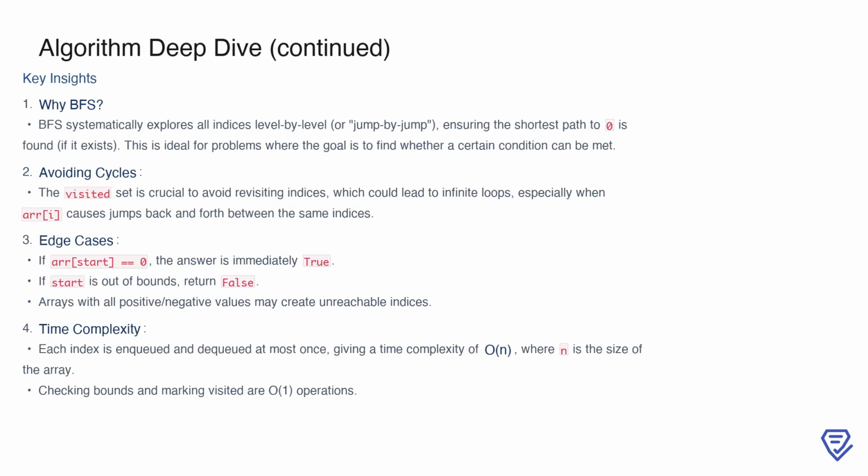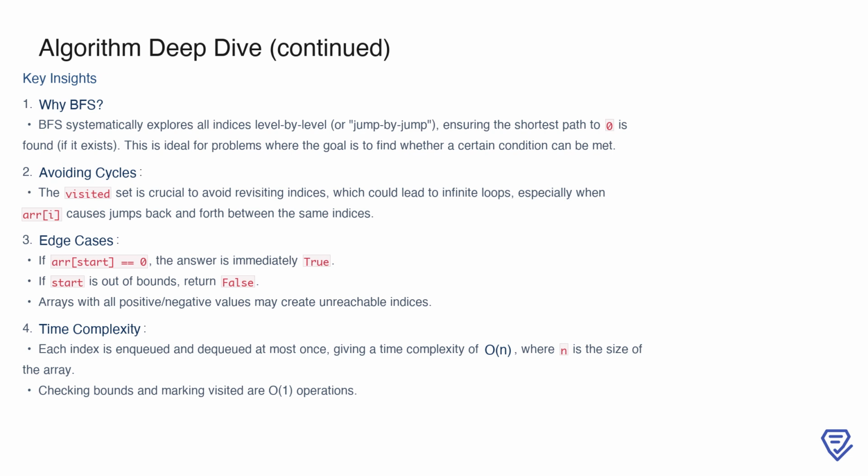Now, let's discuss some key insights. First, why do we use BFS? BFS is ideal for this problem because it explores all indices level by level, or jump by jump, ensuring that the shortest possible path to an index with 0 is found if it exists. Another critical component is the visited set, which prevents revisiting indices. Without this, it's possible to end up in infinite loops, especially in situations where the jumps repeatedly move back and forth between the same indices.